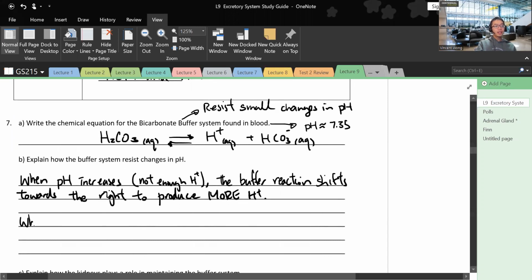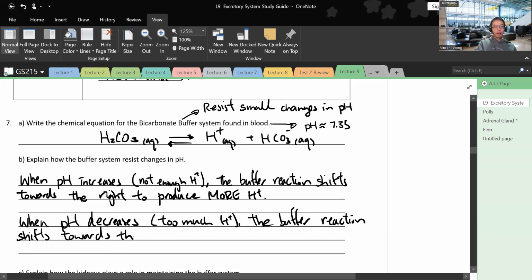On the other hand, when pH decreases, it's too acidic. Too much H+, the buffer reaction shifts towards the left to use up or to remove excess H+.